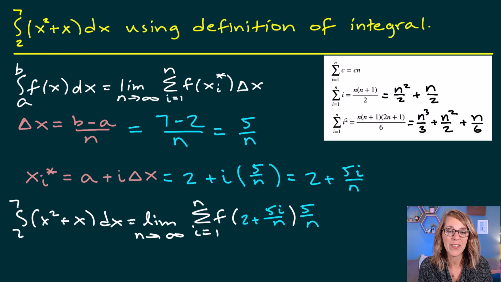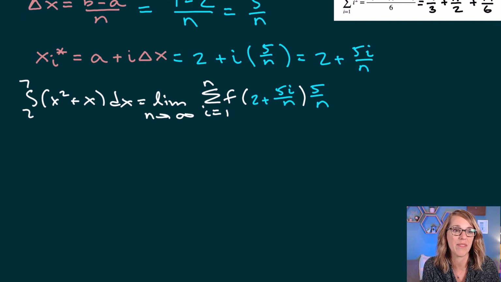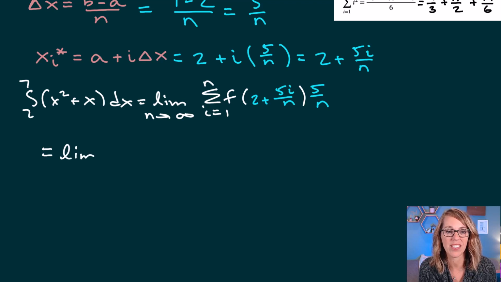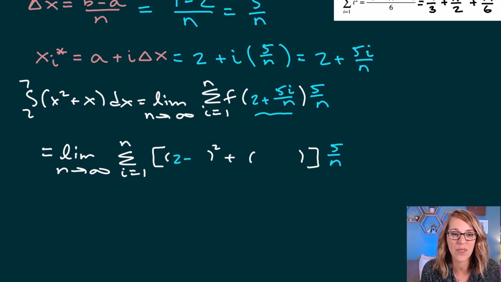Let's continue simplifying this by putting our function value in. I'm going to move this up so I've got plenty of room here. So here's what we've got. The limit's going to just tag along. Same with that summation. So the limit as n approaches infinity, and then I've got my summation as i runs from 1 to n. Let's go ahead and put our function here. Our function is our x value squared plus x. And on the outside, I've got that 5 over n. Now I want that x value, and my x value is 2 plus 5i over n.